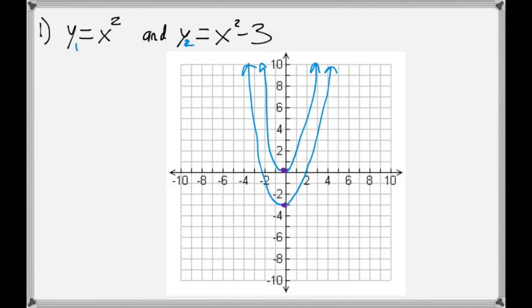So rather than looking at a random point, if you pick a distinct point, it can make it easier. So the answer to this would be a vertical shift down 3, or you could say down 3 units. If you just want to say down 3, that's fine. This is technically a vertical shift.